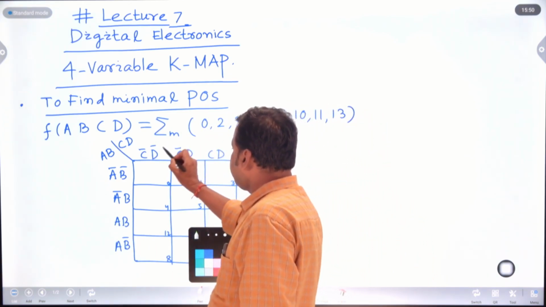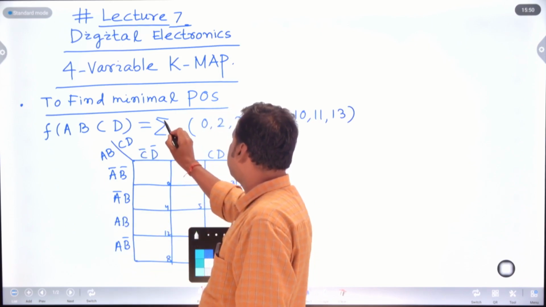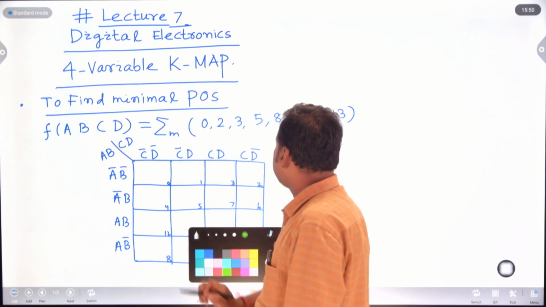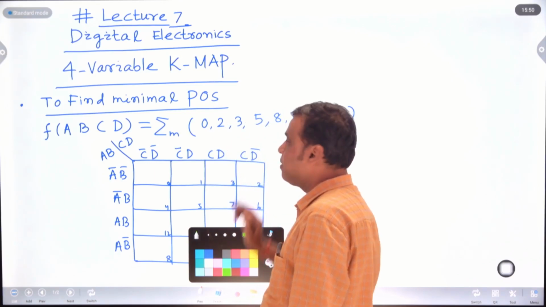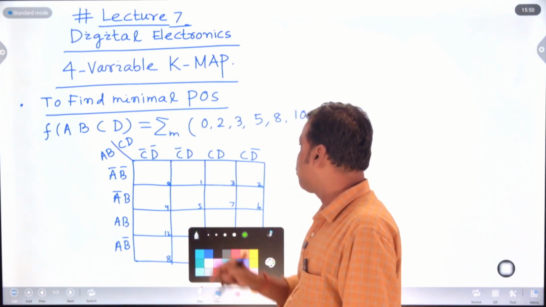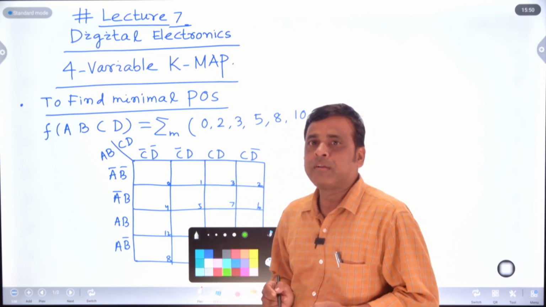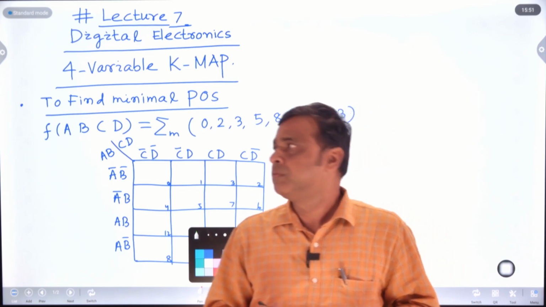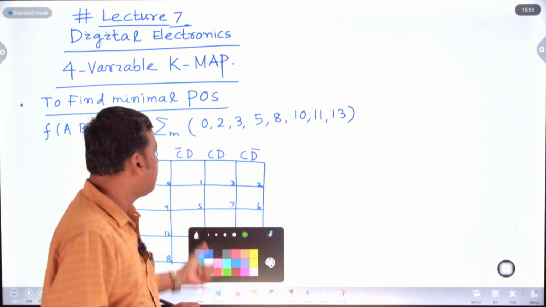Here in the 4 variable K-map, A, B, C, D are the 4 variables. The sigma or summation represents the min terms. How many min terms are there here? There are 1, 2, 3, 4, 5, 6, 7, 8, so 8 min terms. We have to put these min terms in the respective squares and combine them. Our motto is to form large groups and a minimum number of groups.